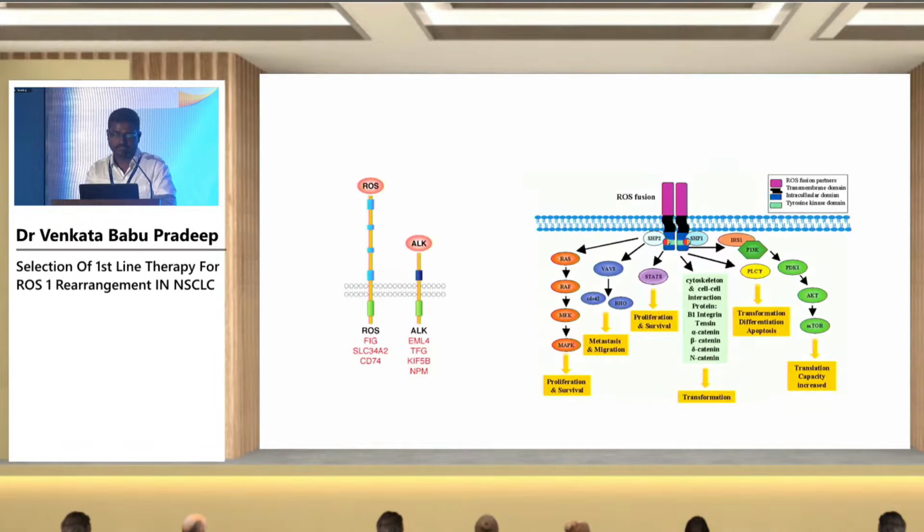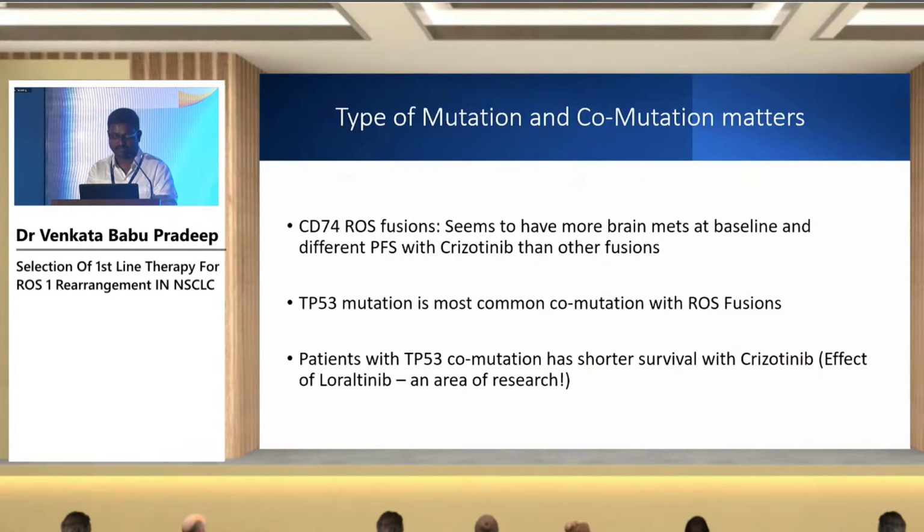So ROS and ALK give a misleading message that they may be membranous receptors. No, they are cytoplasmic receptors. Both ALK and ROS are cytoplasmically expressed proteins. So of the types of fusion we have seen, CD74 fusion is most common, and it seems to have more brain metastasis at the baseline compared to other fusion partners.